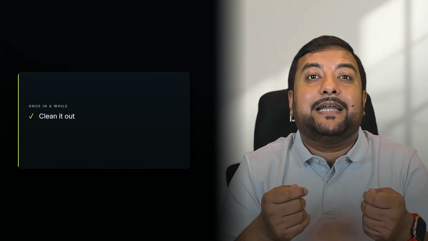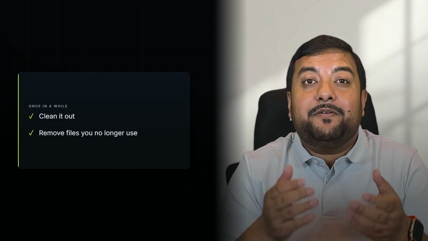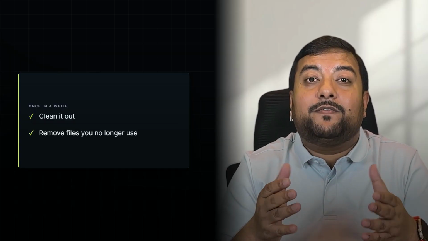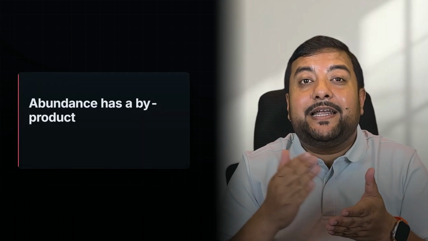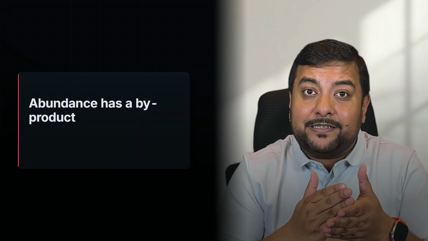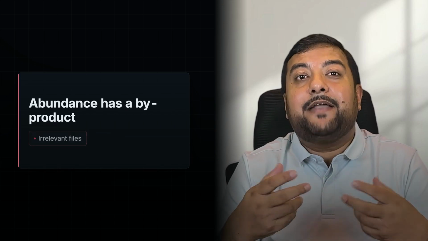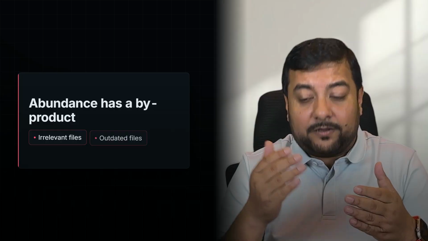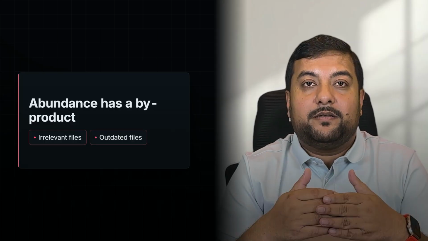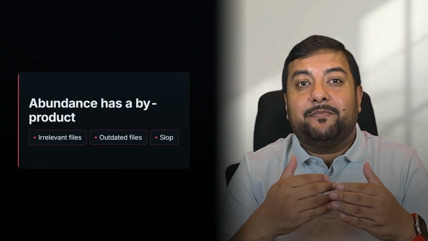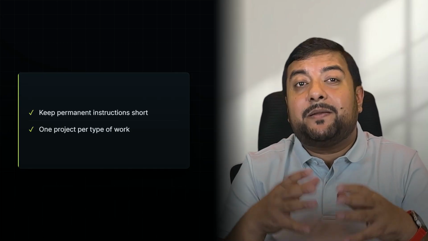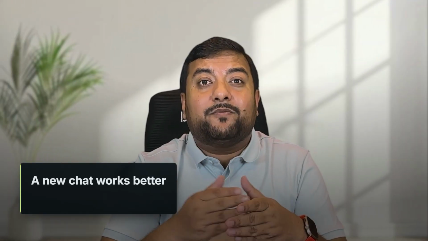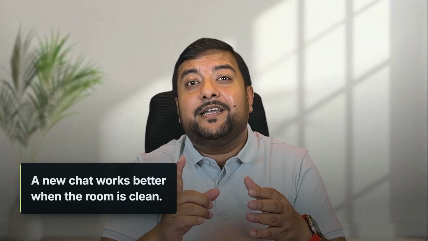Remove files that you no longer use. See, we are living in an era of generational abundance. We can generate more. So this creates the problem of irrelevance and slop. Your AI will also generate irrelevant files, outdated files, and a lot of slop. You need to keep recycling them as per your current scenario. See, keep your permanent instructions short and create separate projects for separate types of work. A new chat works better when the room around it is also clean.